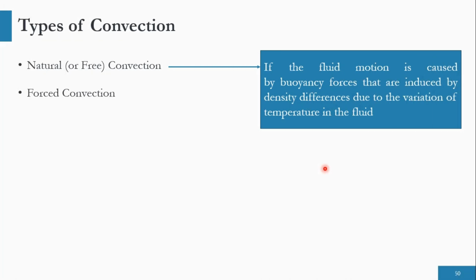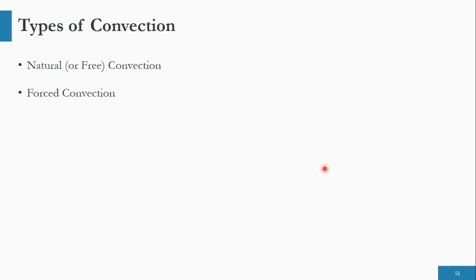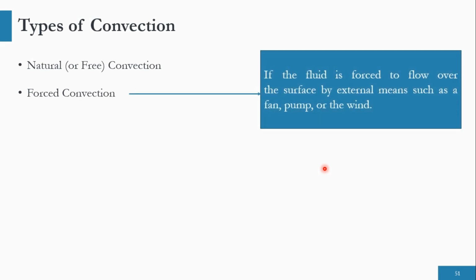Now going to the second type of convection, which is forced convection. In this convection mode, obviously it is forced. It means we have some external source for the convection medium, which means the fluid is forced to flow over the surface by external means such as a fan, pump, or the wind.